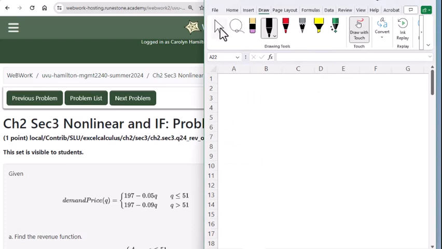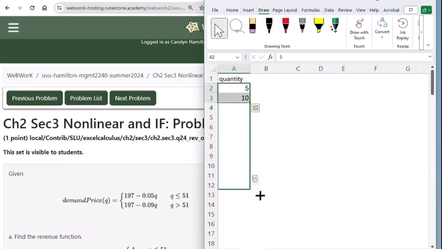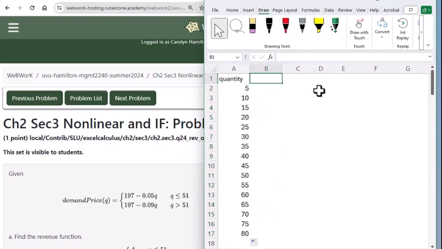I want to show you how it works first. Let's make this quantity count by fives up to around, yeah, that's fine, to 80.